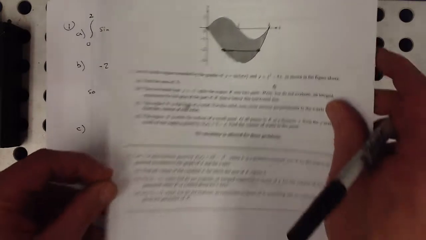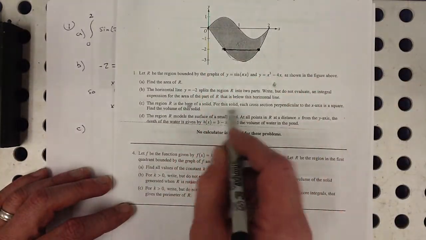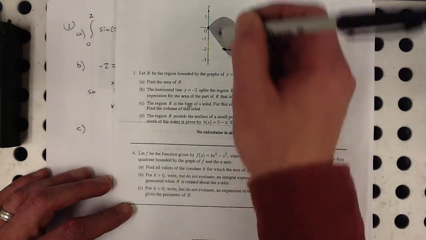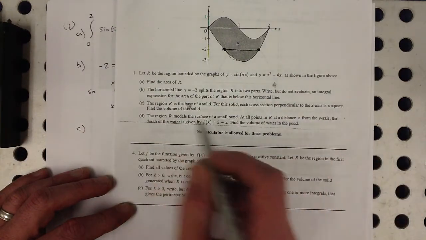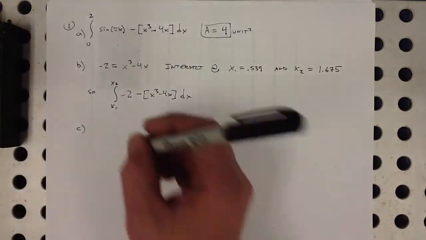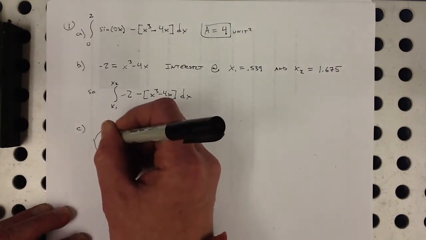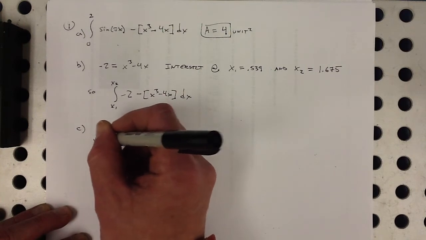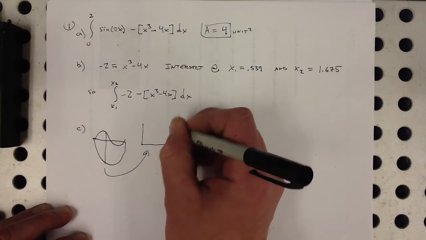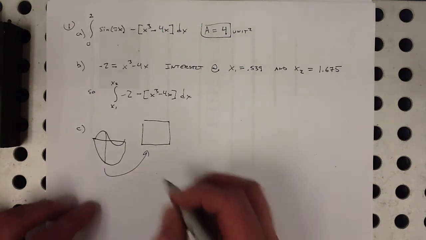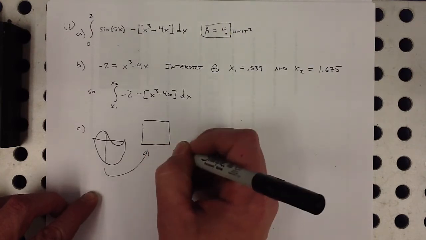Part C, the region R is the base of a solid, that whole region. For this solid, each cross-section perpendicular to the x-axis, so we're slicing this way, is a square. Find the volume of this solid. So each cross-section is perpendicular to the x-axis, like this. Let me pull those out, and they're squares. So what's the side of one of those squares? Well, the side of each square would be the top function minus the bottom function.